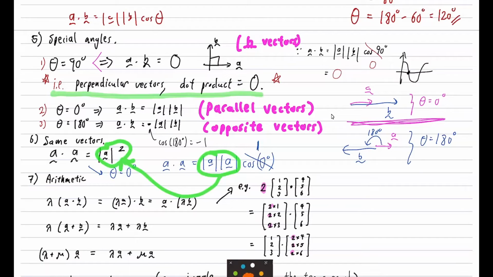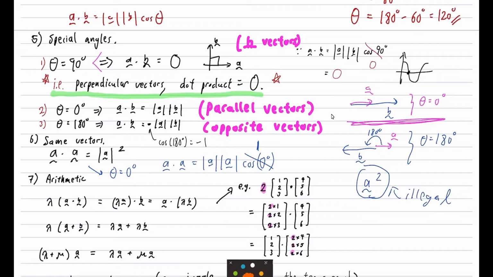You can square because now it's a number. By the way, you don't square vectors. Vector square is illegal. No such thing. You can only take the modulus of A, then square it. And you can only introduce modulus if you're quoting the formula. That's how you introduce modulus. Can? Can.